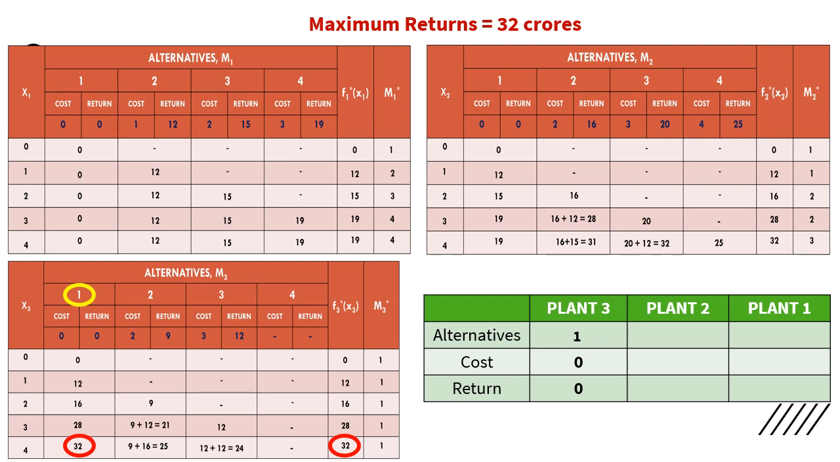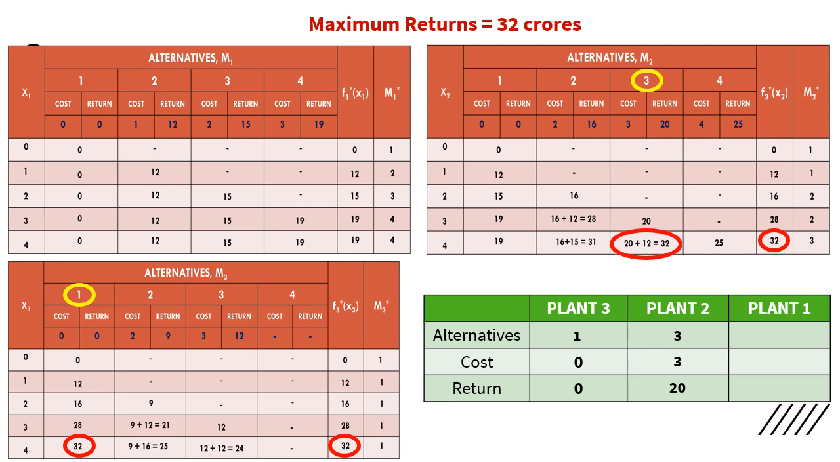This 32 can be taken from the next table, which is the M2 table. Here 32 is at this location, which shows alternative 3. The best alternative is 3 here. So for plan 2, the best alternative is 3, which means I am spending a cost of 3 crores and I am getting a return of 20.